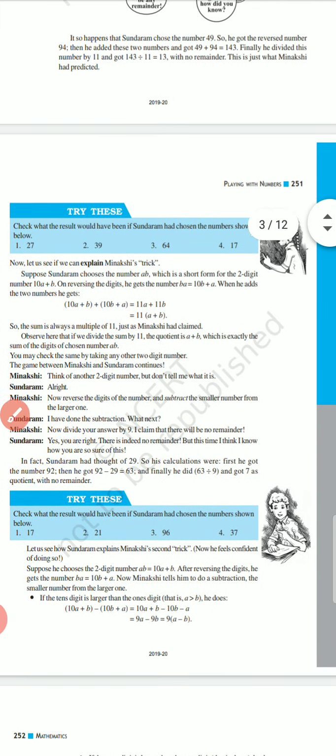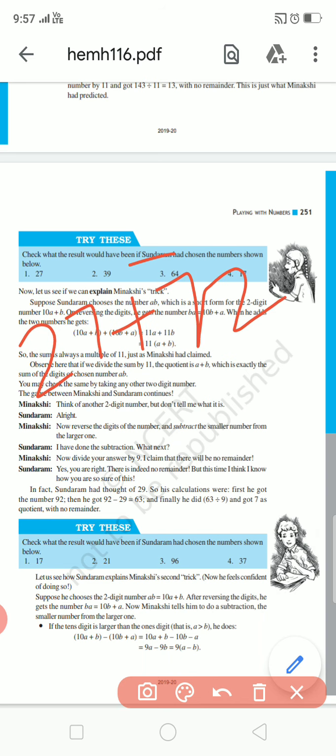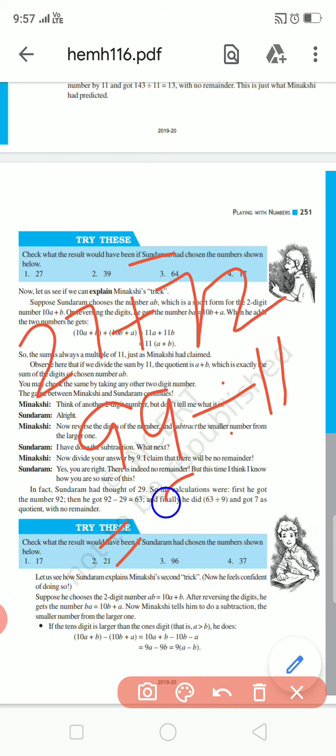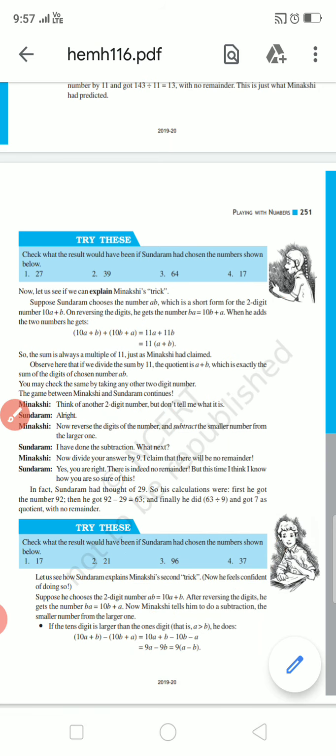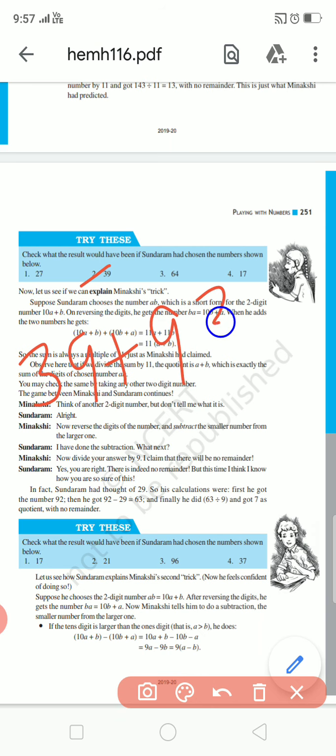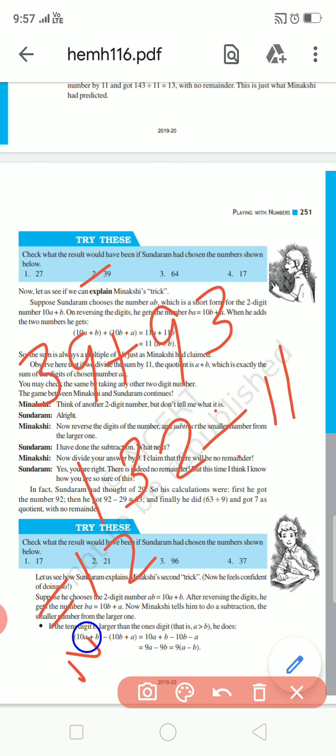Okay, so check the result that would have been given if Sundaram chose the number shown. If you choose 27, reverse the digits, 72, and the sum will be 99. If you divide it by 11, you will get 9 and no remainder. Second part, choose 39, reverse the digits, 93, add them, 9 and 3 is 12, 3 and 9 is 12 and 1 is 13. Divide it by 11, you will get 11 ones are 11, 11 twos are 22, and no remainder.